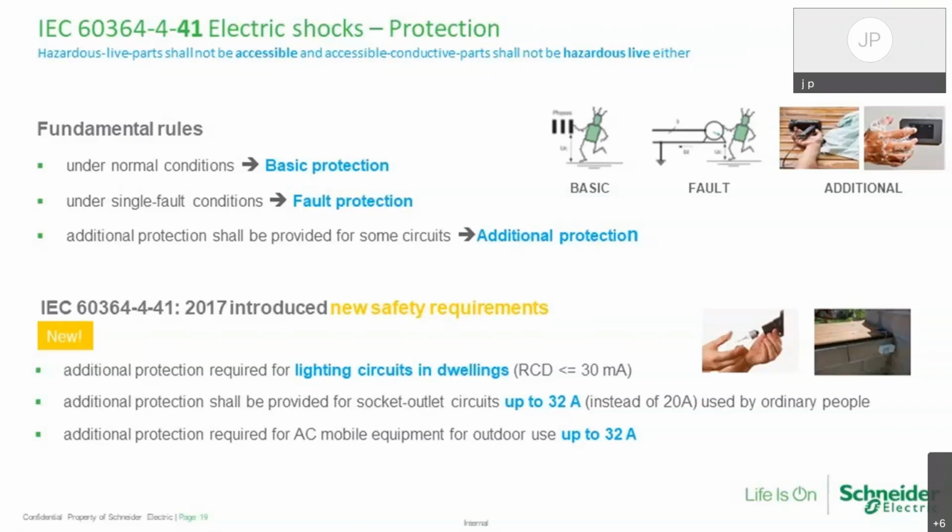So in the last revision of part 41, which was introduced in 2017, we had some new requirements. We had additional protection for lighting circuits in dwellings. In this case, you need to protect with an RCD of less than 30 milliamps. This is mainly because when you change the bulb of your luminaire, there is a risk that you fall down, and to protect against this risk, we now require an RCD for this circuit.